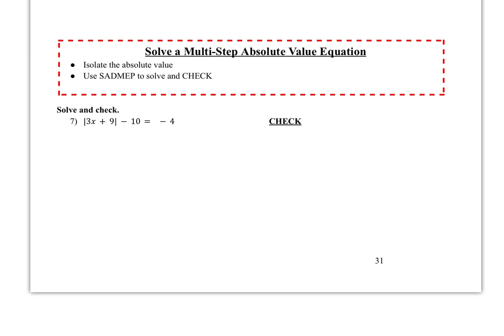Our goal is still to isolate the absolute values, all right? Kind of like how we isolate our x. So anything on the outside has to get undone. We have to use that inverse operation. So on this first one, we have absolute value of 3x plus 9 minus 10 equals negative 4.